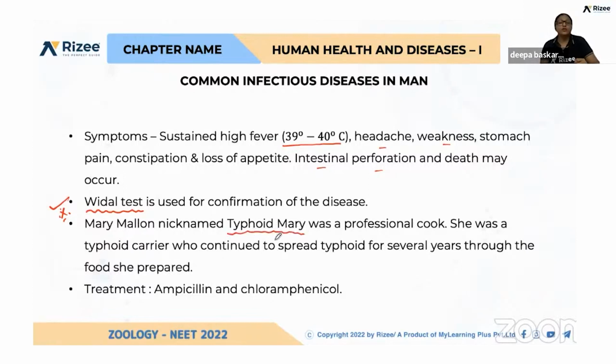She was a cook and she was distributing the food for many, but she was infected with typhoid, but without treatment and without knowing that, she was continuing cooking and distributing the food, and thereby she was the reason for spreading typhoid for several years. For that reason, she was nicknamed as Typhoid Mary.